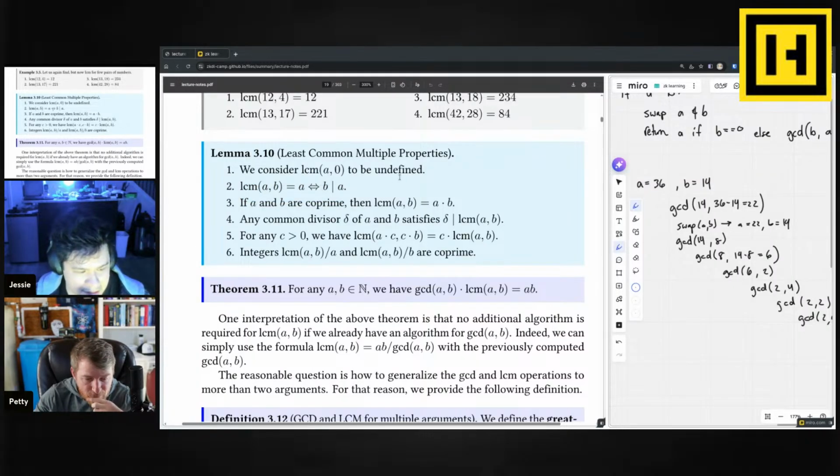For any C greater than 0, we have LCM of A times C and C times B is equal to C times the least common multiple of A and B. The integers LCM of A and B divided by A, and LCM of A and B divided by B, are coprime.